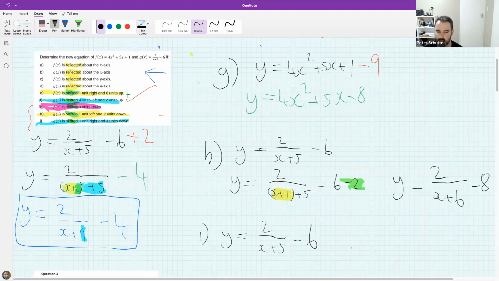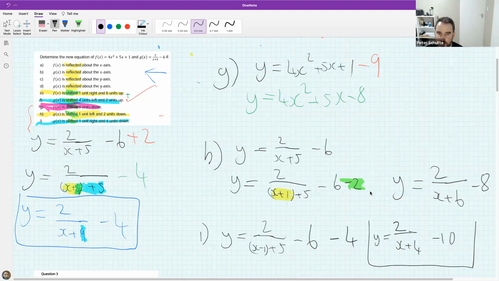Yeah. And I see we're running out of time, so let me speed this up a little bit. For g of x, if it goes 4 units down, it's just going to be minus 4. And then the thing that was x is going to become 1 unit to the right, which will become x minus 1. And so my final answer should be 2 over x plus 4, and then minus 10. So it should be y equals 2 over x plus 4 minus 10.